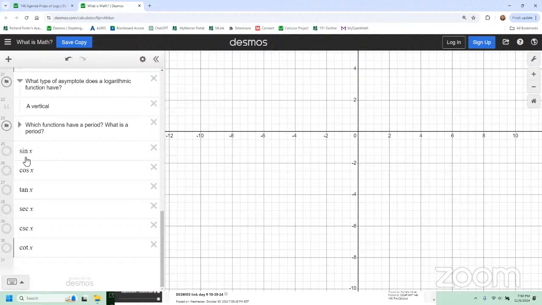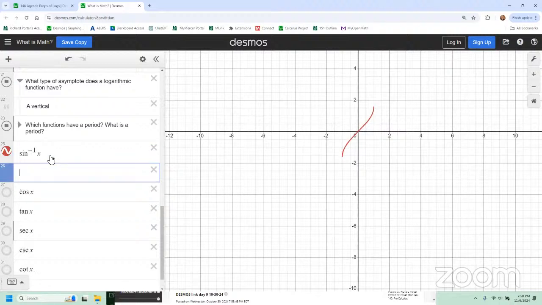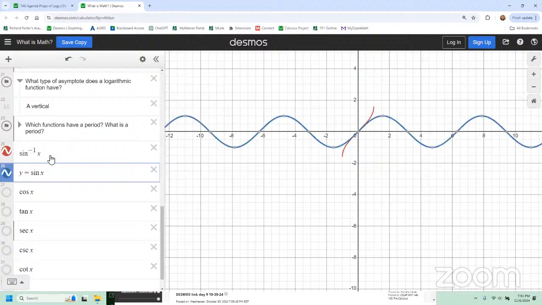But they also have inverse functions. So the inverse functions are raised to the -1. So that's what the inverse sine looks like. Let me just show you why it looks like that. Remember when we had y equals sine of x? To get the inverse, you have to switch the x's and the y's: x equals sine of y.